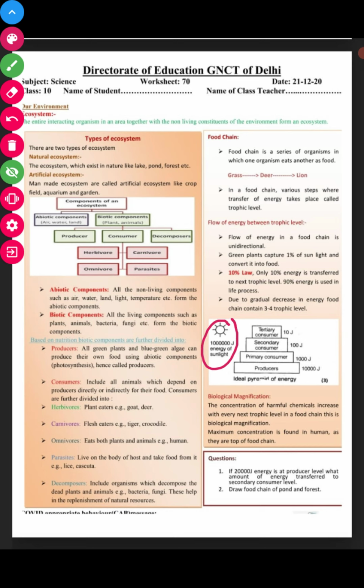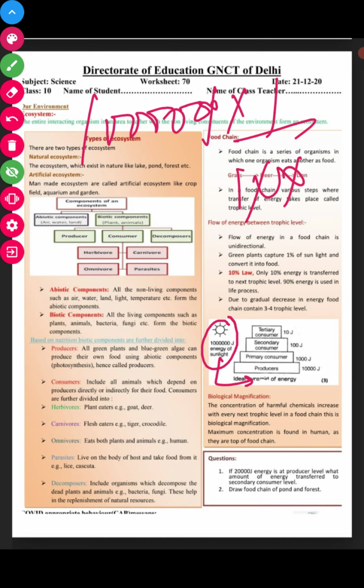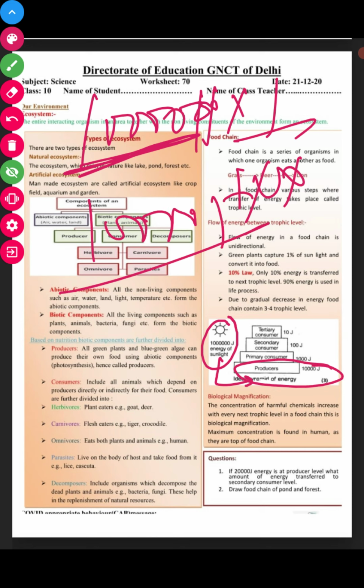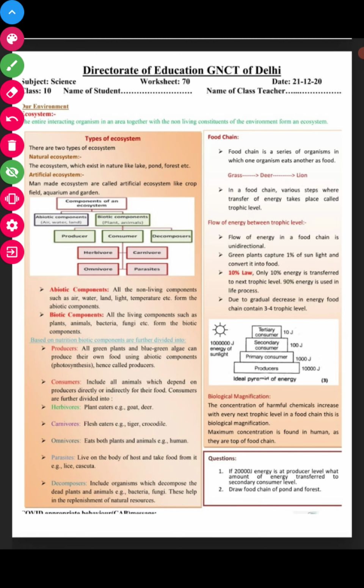And see this, the sun, which is very important. They have shown you the energy of the sun, which is used only by the producer level, and they use only 1% of the energy. So then we will get according to 1%. See, this 10,000 joule of energy is there with the producer level, right?